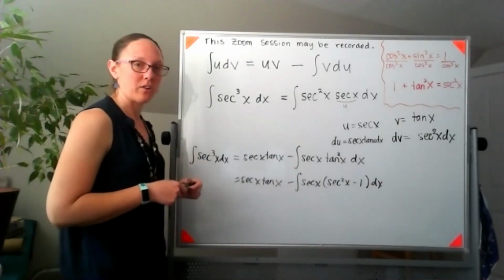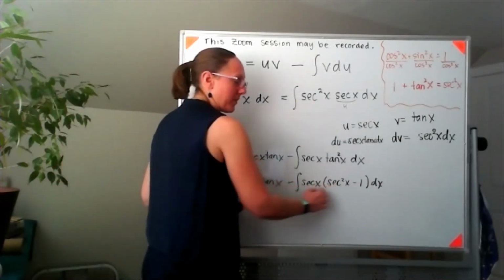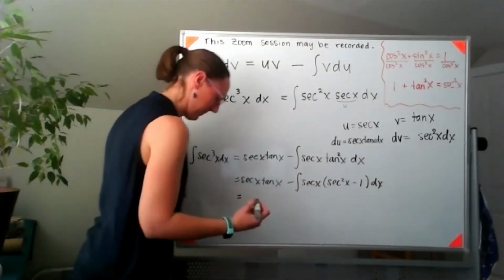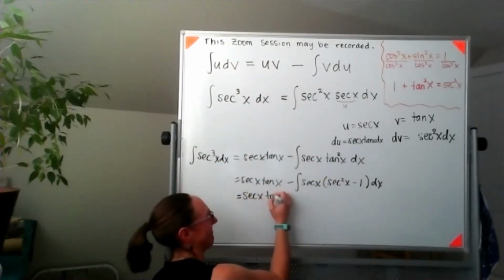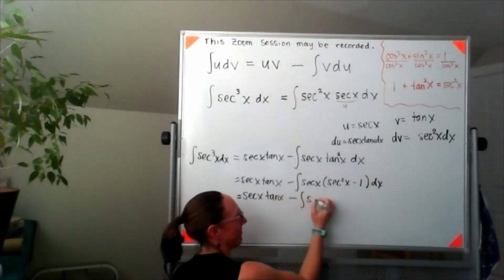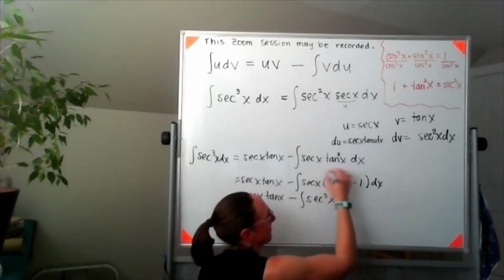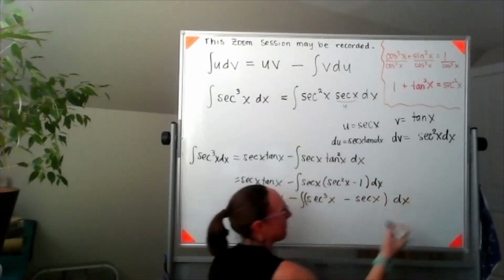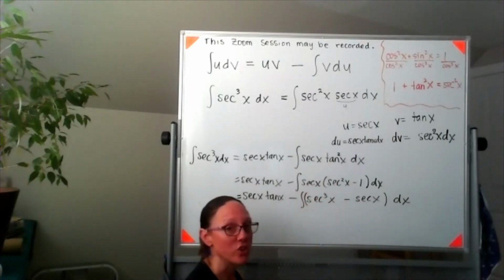Now at first that doesn't look a whole lot better than what we started with, but I'm going to distribute that secant of x into the other parts and apparently get shorter. One of the things that I can do now, because I have subtraction inside of that integral, is break that apart into two separate pieces.